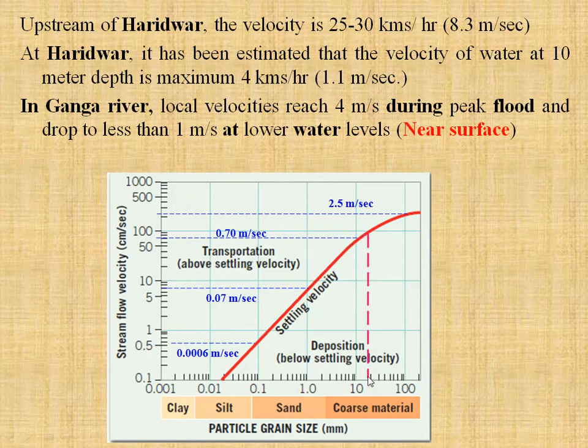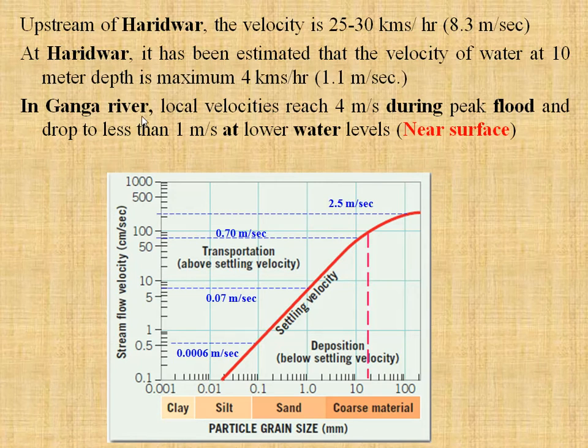So you can see that 20 millimeter, 22 centimeters or 20 millimeter size sediments get deposited as and when the river reaches Haridwar. So any of you, if you have been to Haridwar, you can see that you will find pebbles and cobbles all along the river bed in the region.